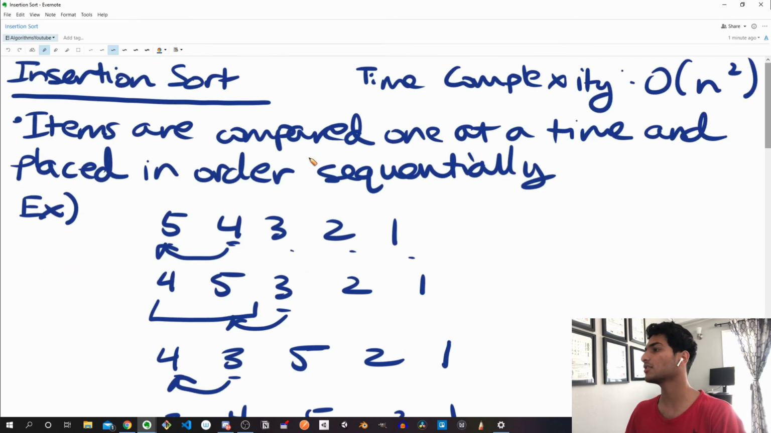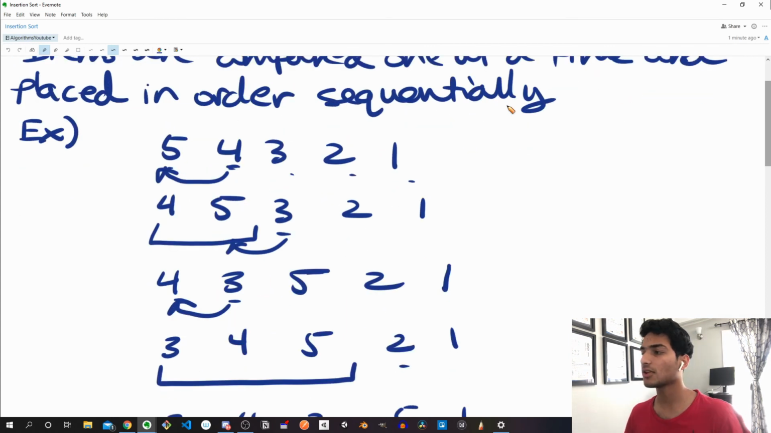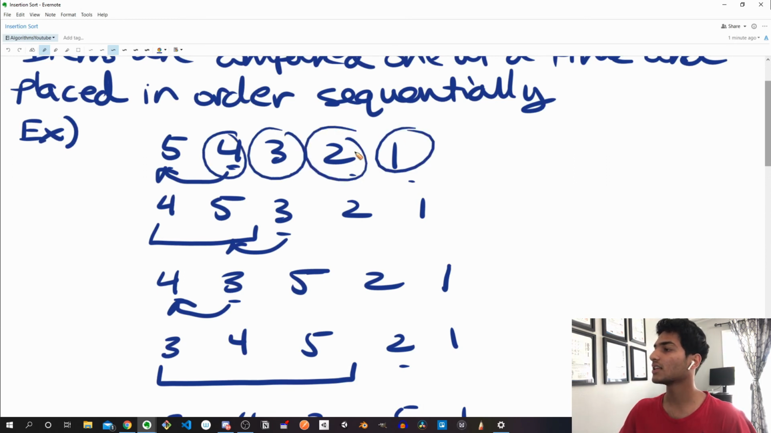And so the last thing we have to do is talk about the time complexity and why it's O of n squared. Essentially the reason why it's O of n squared is because you're going over every single element, right? We went to 4, 3, 2, and 1. And if you notice in this situation, we moved it to the front of the array every time.